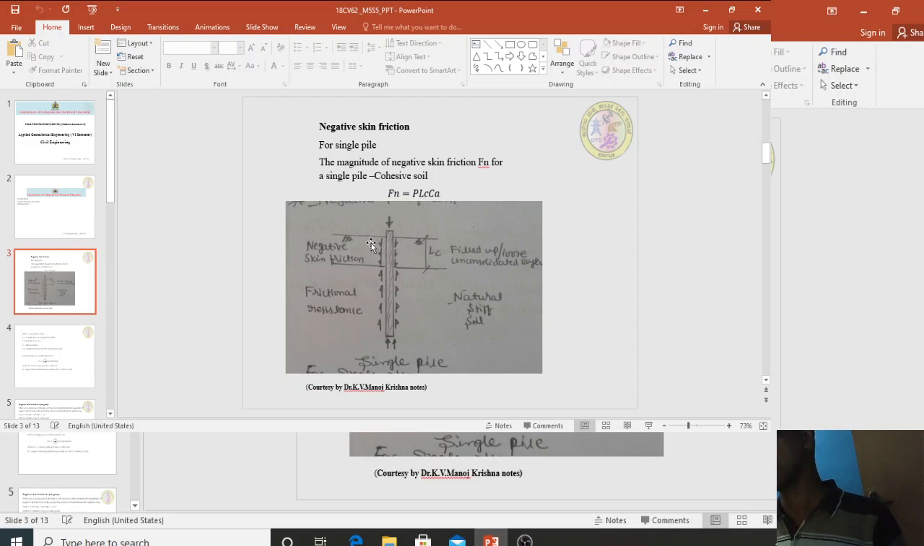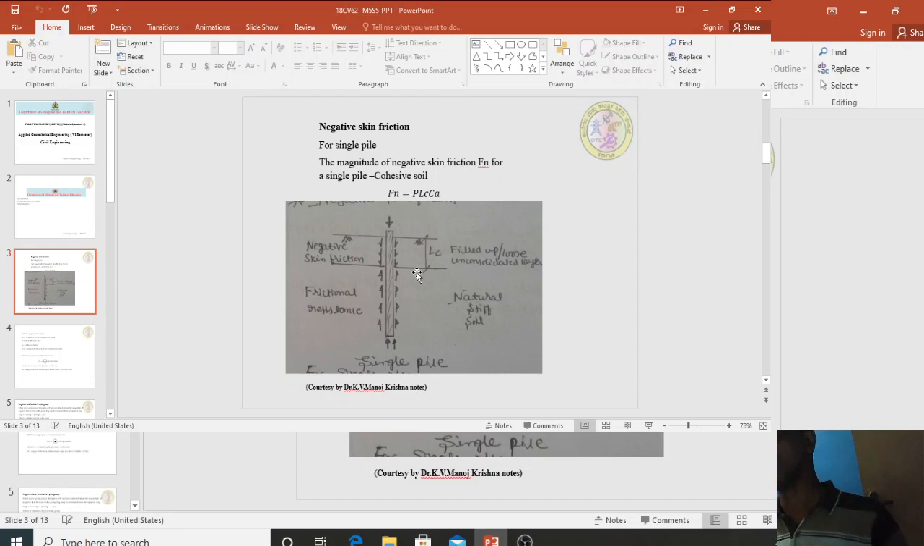As long as this negative skin friction is there, the pile will reduce its load carrying capacity. If I say the total load carrying capacity of a frictional pile is RF, then RF is equal to RF at natural stiff clay minus RF at filled up soil deposit.